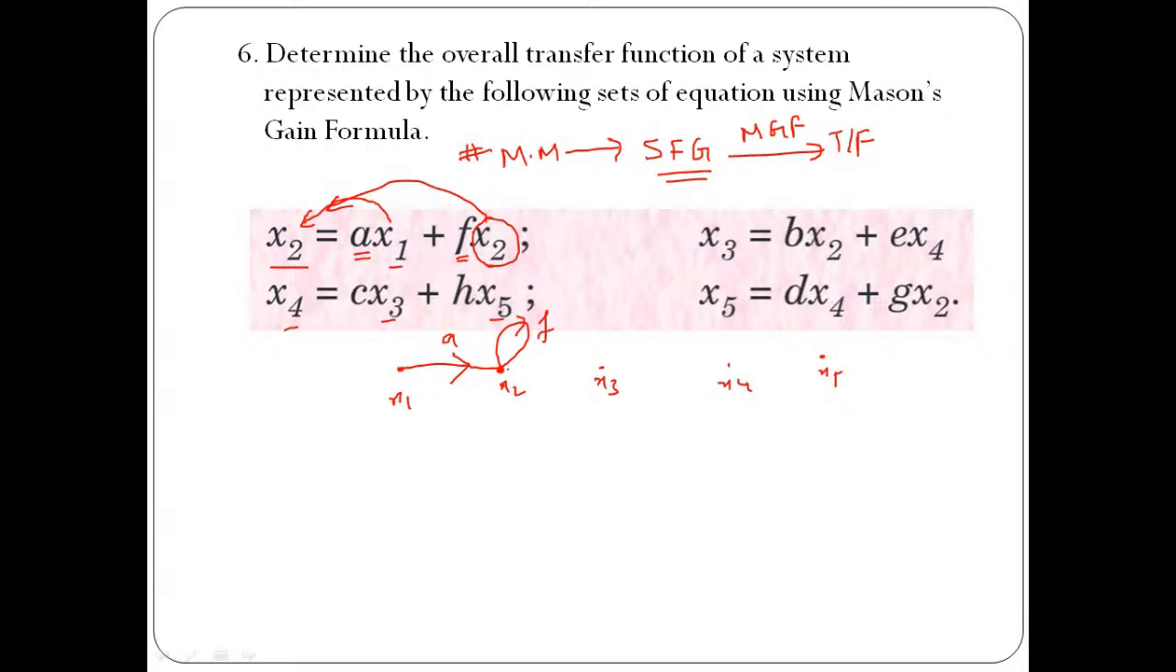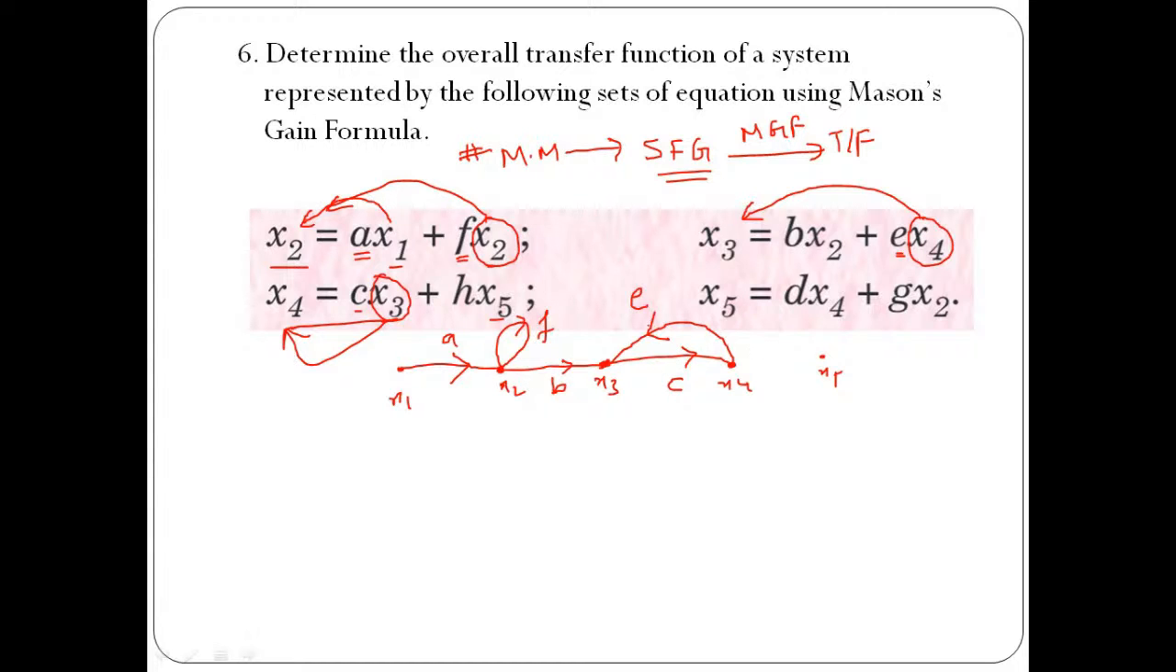In the same way, apply the same logic for the remaining equations. x3 is nothing but b times x2. And then x3 also has e times x4. That means there is a signal coming from x4 towards x3 with a gain of e. That's it. In the same way, if you apply the logic to the next equation, there will be one signal coming from x3 towards x4 with a gain of c.